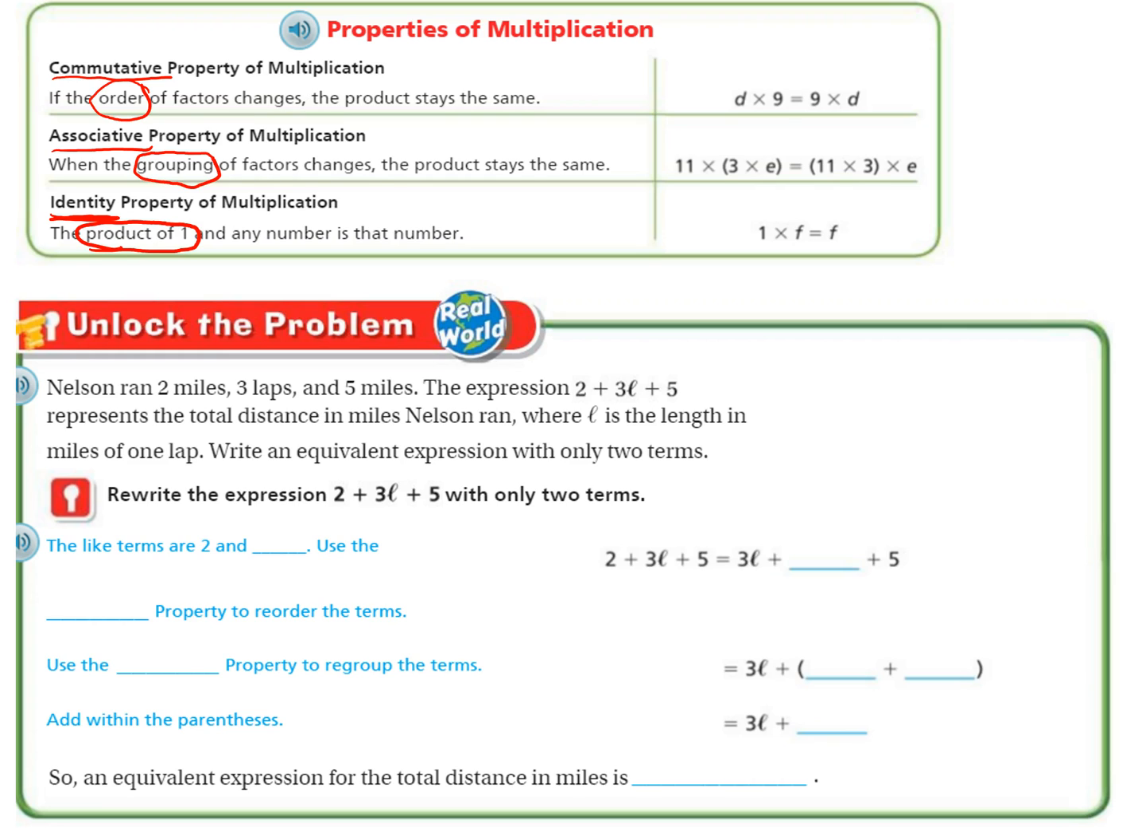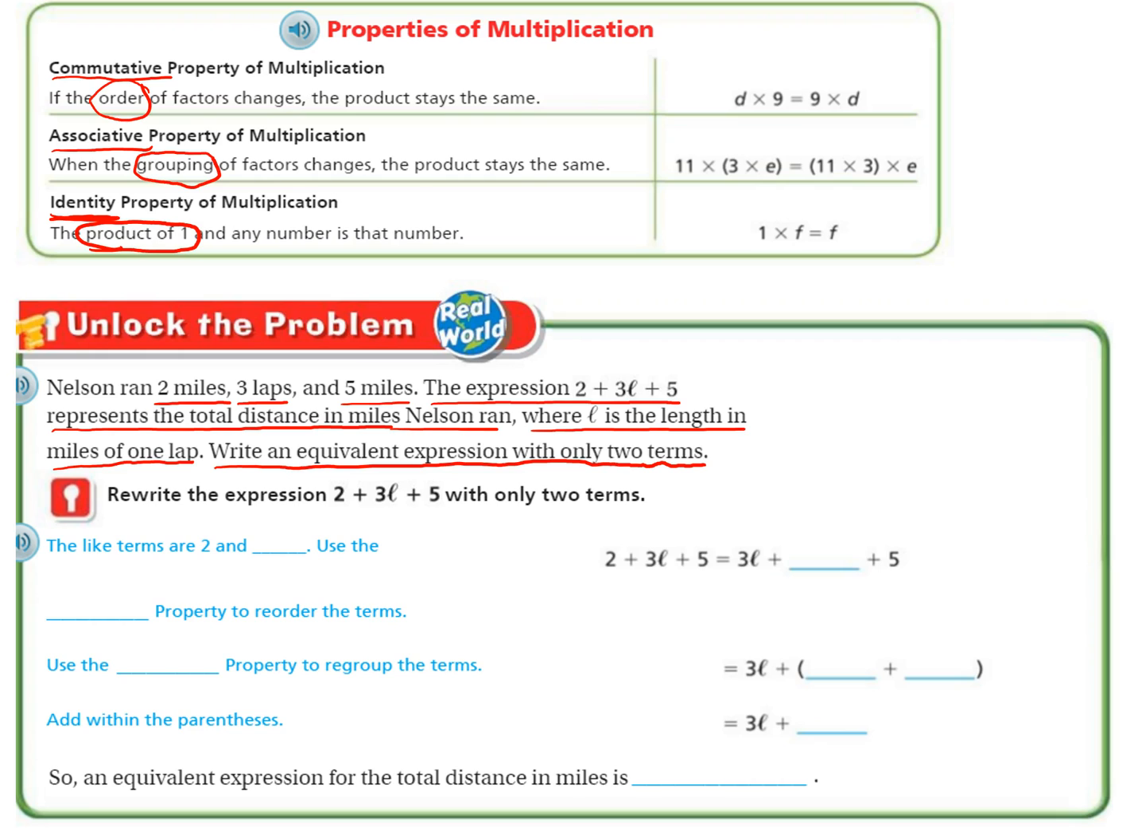Okay. All right, let's unlock this problem. Nelson ran 2 miles, 3 laps, and 5 miles. The expression 2 plus 3L plus 5 represents the total distance in miles Nelson ran, where L is the length in miles of 1 lap. Write an equivalent expression with only 2 terms.